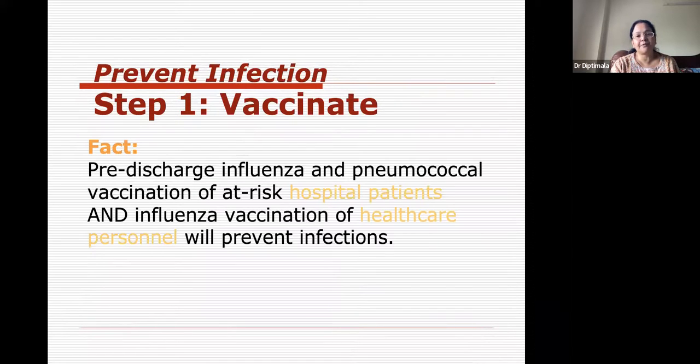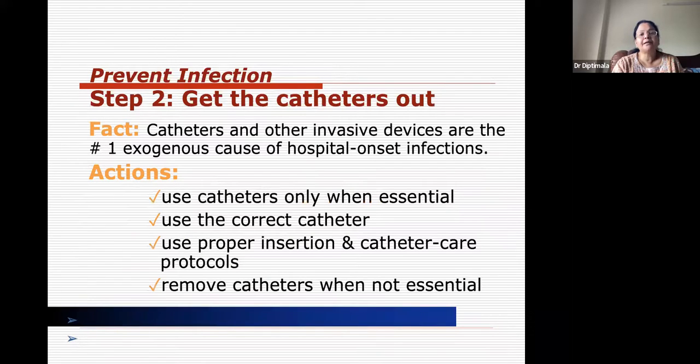Step 1 is vaccinate. Pre-discharge influenza and pneumococcal vaccination of at-risk hospital patients and influenza vaccination of healthcare personnel will prevent infections. Get the catheters out. Catheters and other invasive devices are the #1 exogenous cause of hospital onset infections. So they need to be removed when not essential for the patient.